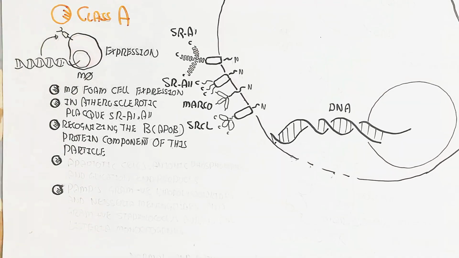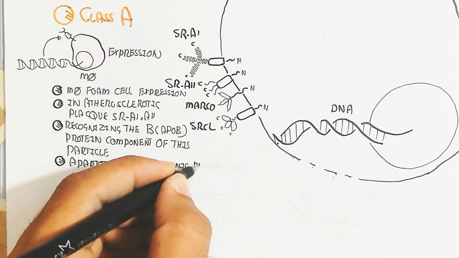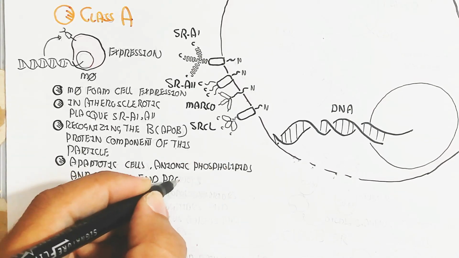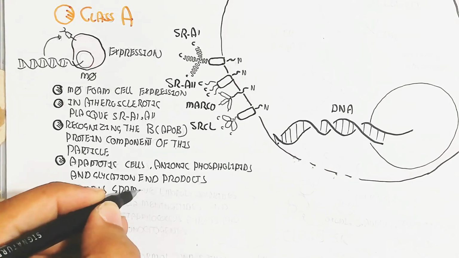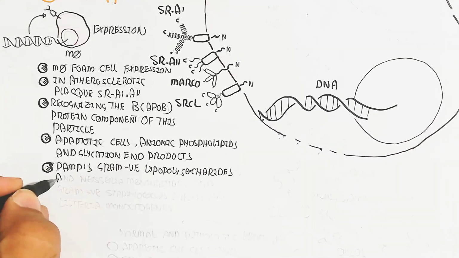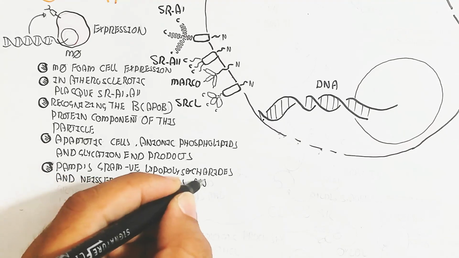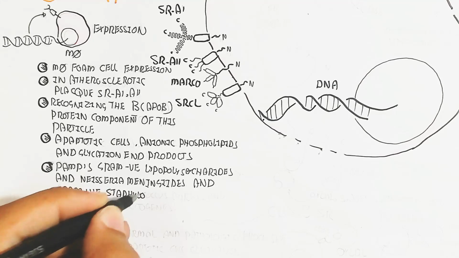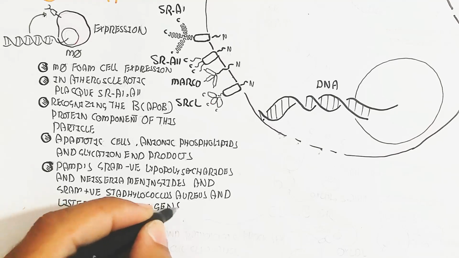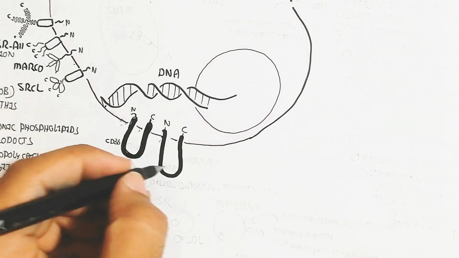Anyhow, apoptotic cells, anionic phospholipids, and glycation end products are involved in the endocytosis and the sensitization of these things. Pathogen-associated molecular patterns include gram-negative lipopolysaccharides and Neisseria meningitidis, and the gram-positive Staphylococcus aureus and Listeria monocytogenes. All these factors are used for the endocytosis of these contents for clearance.